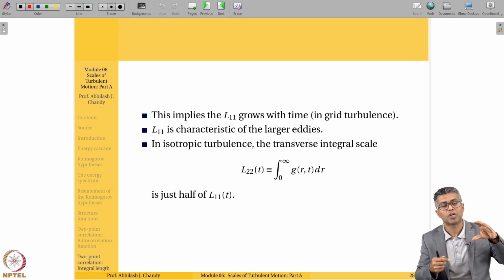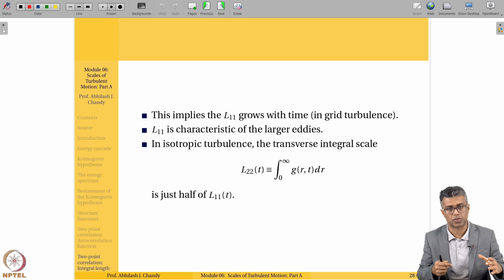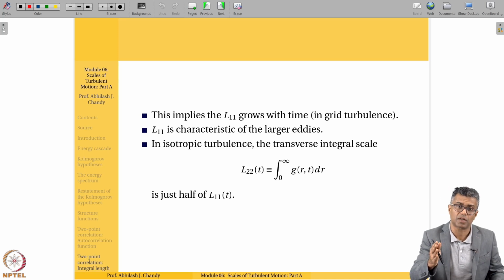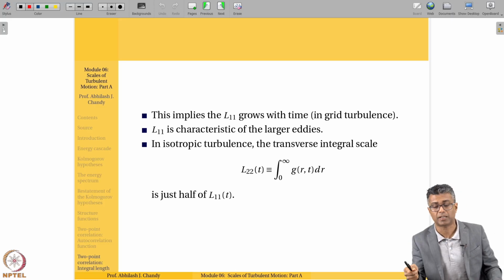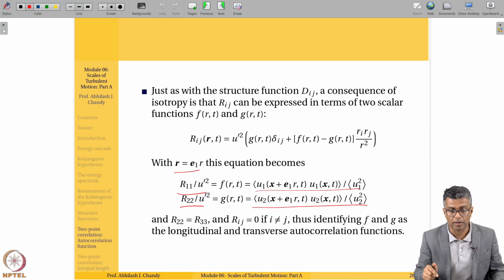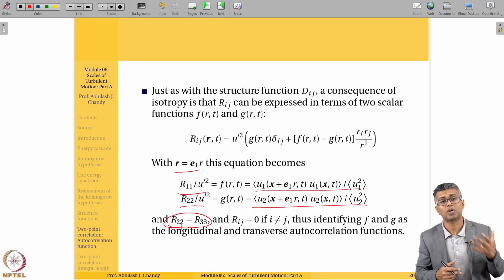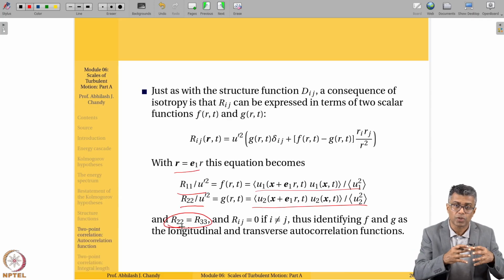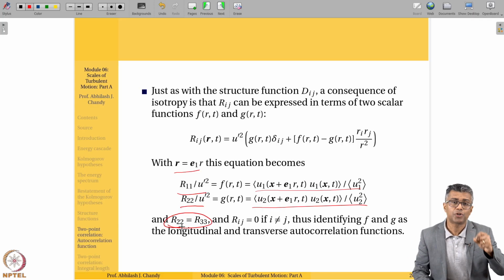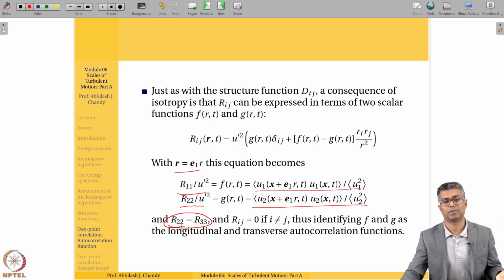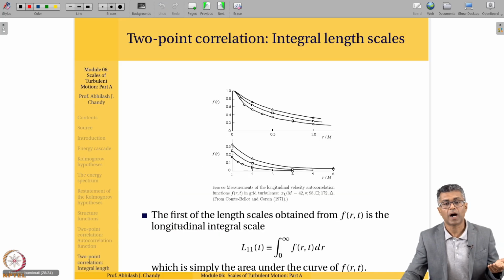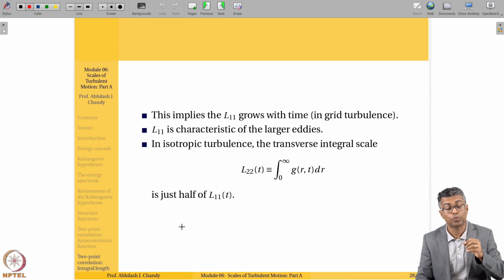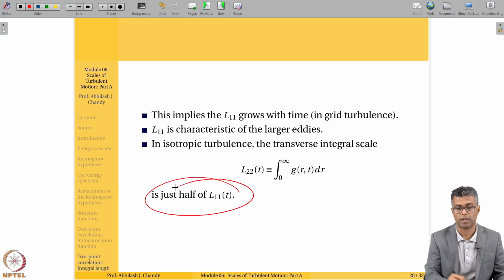So what happens is you would have a longitudinal integral length scale, and then you would have a transverse integral length scale which is the same in both the directions, as in L22 is equal to L33. Just like you had earlier, R22 is equal to R33, so because of that L22 would be equal to L33. And because the flow is primarily in the longitudinal direction, L22 would be equal to half of L11. That is what we mean by this one.